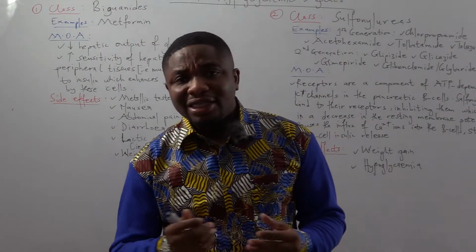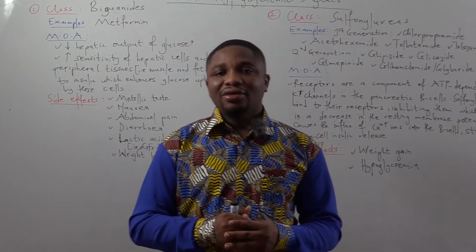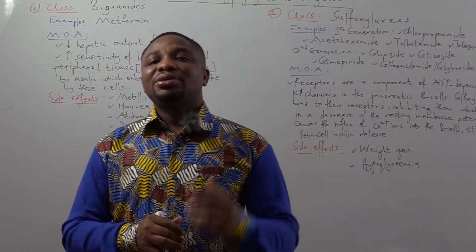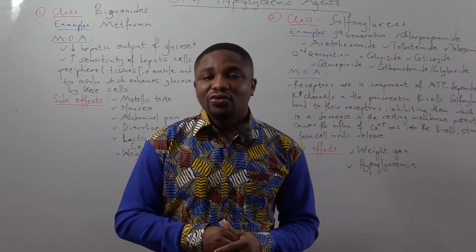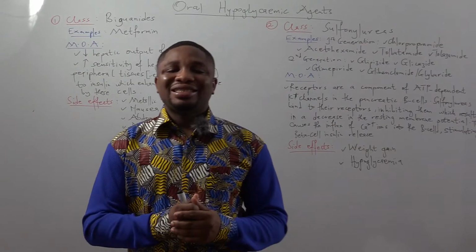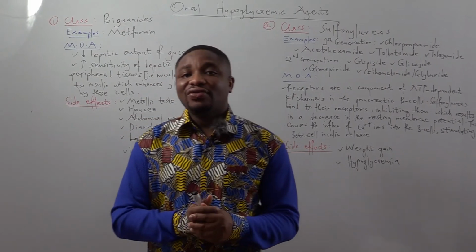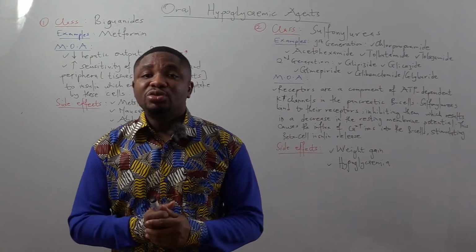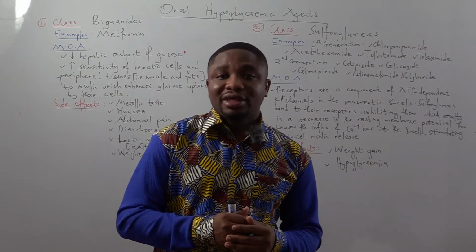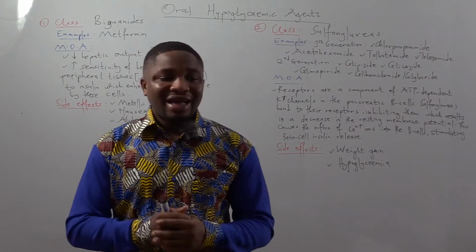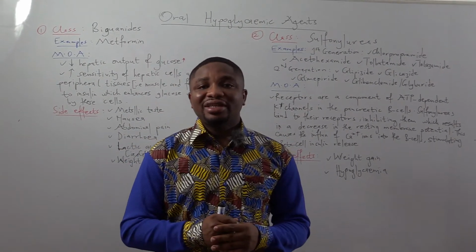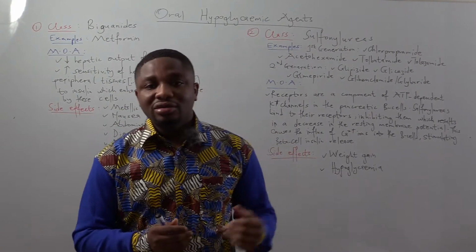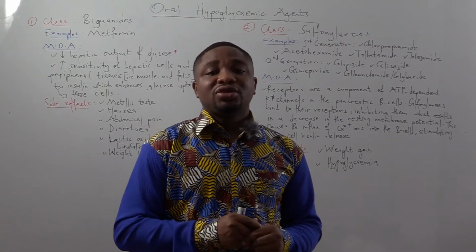All right, now let's move on to the second class of the oral hypoglycemic agents. And that class, we call them the sulfonylureas. Let's have a look at the examples of medications that fall under that class. Formerly, there used to be the first generation sulfonylureas. Currently, they are no longer in use because of the high incidence of side effects in patients on the first generation sulfonylureas.